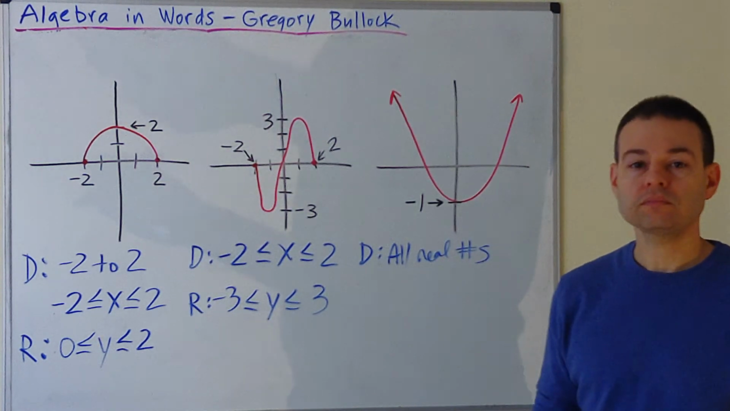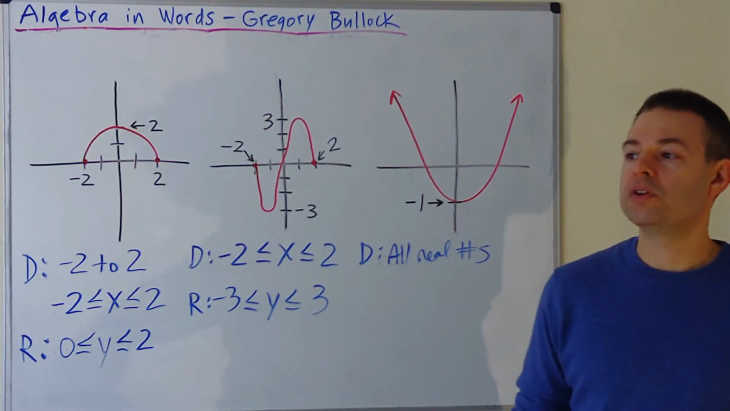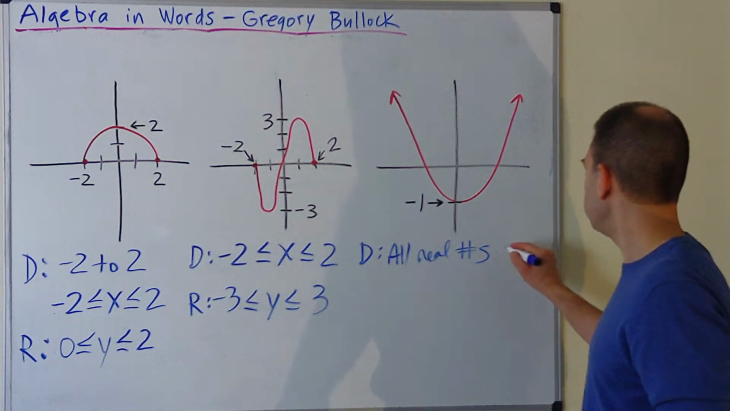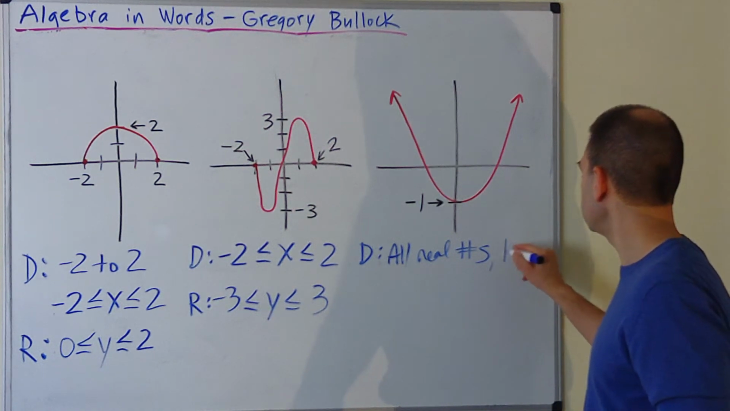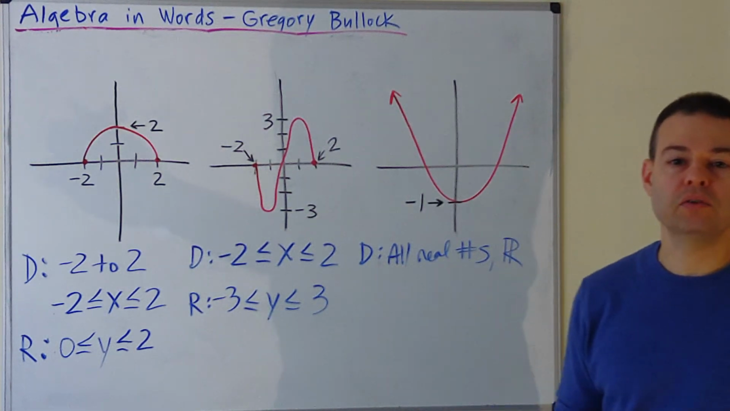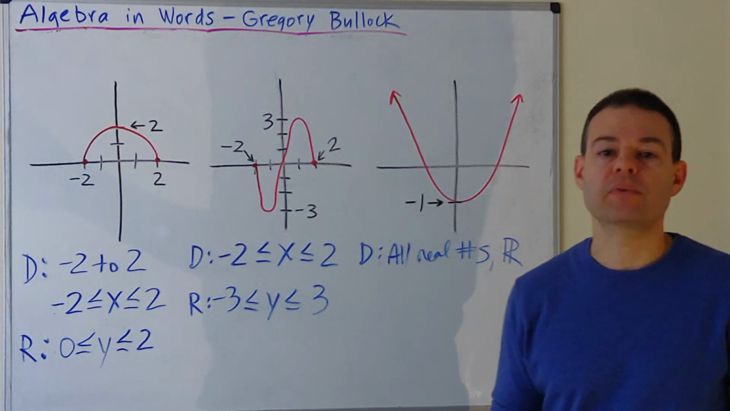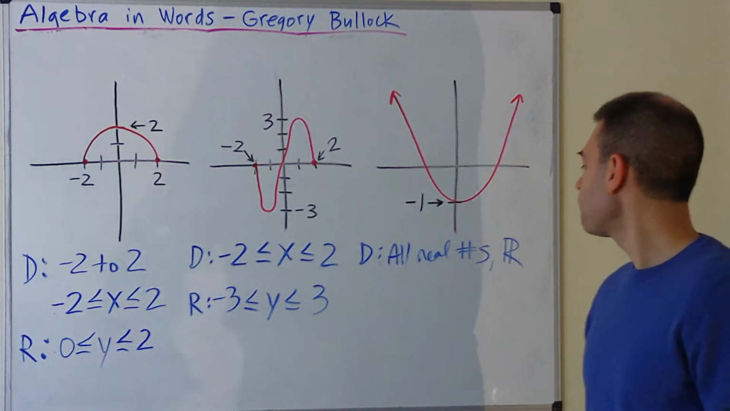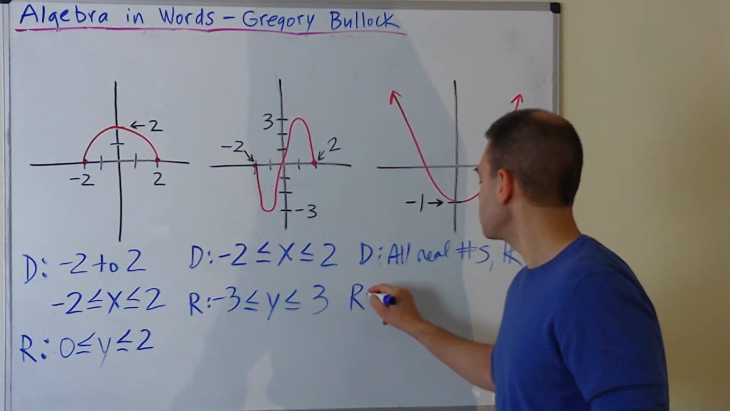There's also a little symbol you can use for that, if you can see it here. It almost looks like an R with two lines, so you could write that symbol to represent all real numbers if you want. Then let's look at the range.